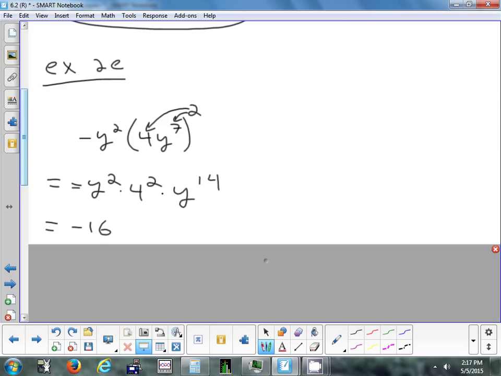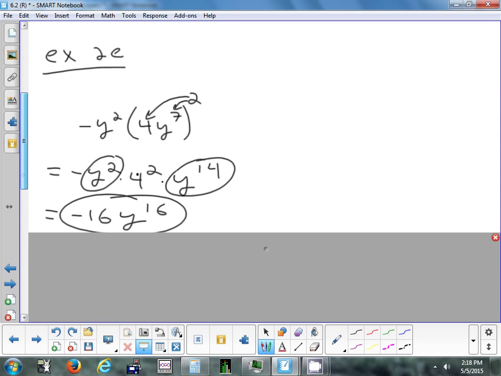So we dealt with the negative, we dealt with the 4 squared, 16. Two things left: y to the 7th over y to the 14th... What do you do with these exponents when you have the same base? You don't multiply them, you add them. Be careful with those rules. The only time you multiply exponents is when you have a power to another power. Otherwise, you add them.